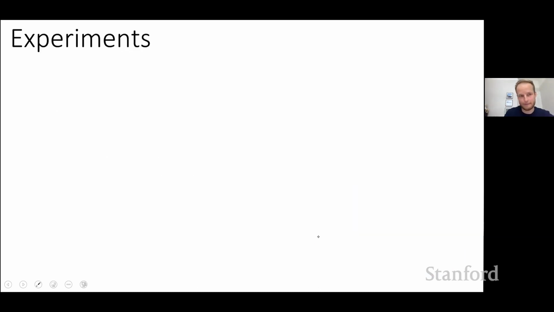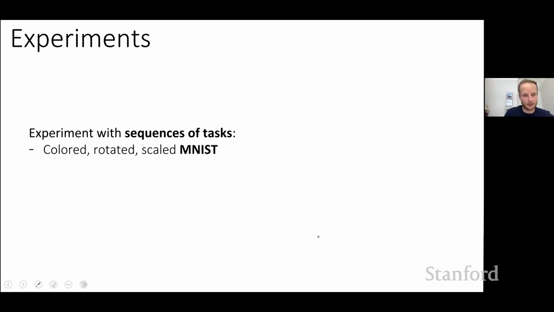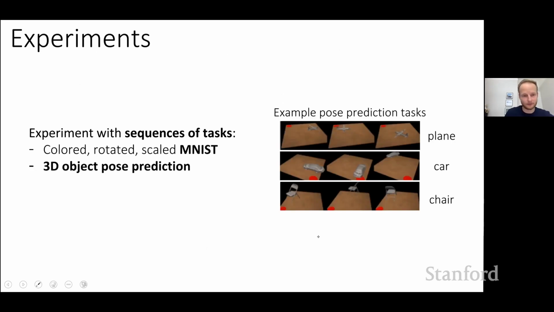So the experiments are as follows. We'll have the colored, rotated, and scaled MNIST digits. We'll also have a 3D pose prediction problem where you get to see this image that you see here on the right, and you have to be able to tell what's the pose of the object in that image with respect to this red dot that you see. And then we'll also have the CIFAR-100 classification where a new task is considered every time you see a new class.